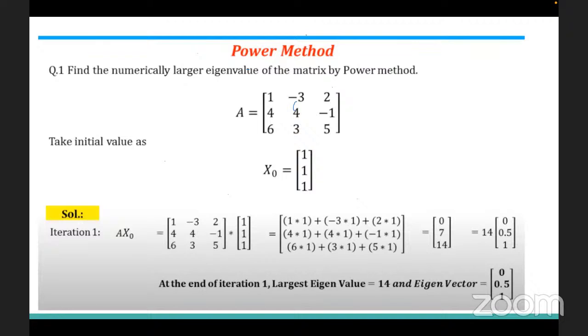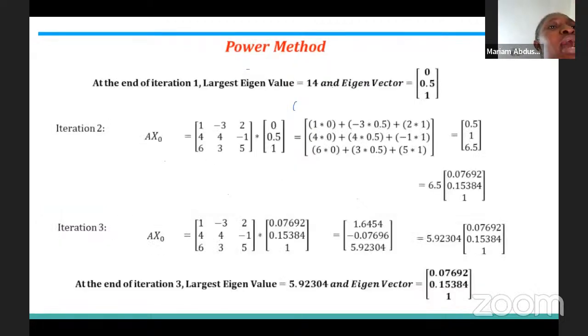Miriam, you asked the question. Yeah, I understand that point. The point I raised was around calling it the largest eigenvalue. That's my confusion, because I see 14 is a larger number compared to 5.9.